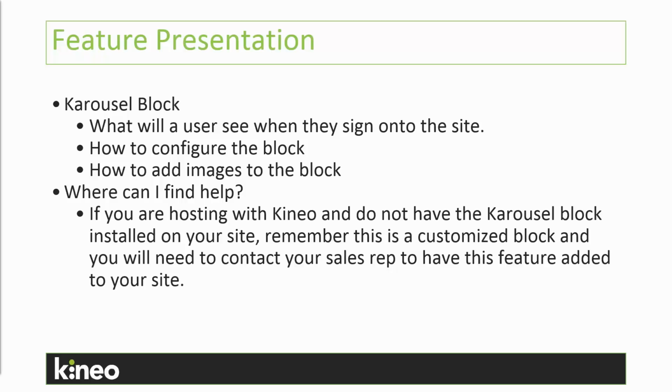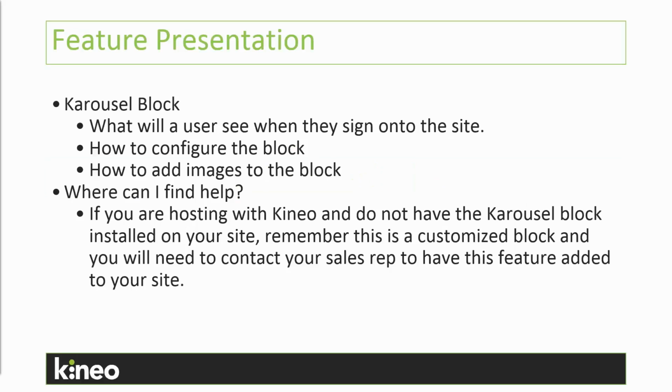So this is what we're going to be looking at today. We're going to take a look at what the user sees when they sign on to the site, and after that, we're going to take a look at configuring the block and how to add images to the block. I think you'll really like it. It's very easy to use. Like I said before, if you're hosting with Kineo and you don't have the carousel block installed on your site, just remember it's a customized block and you'll have to contact your sales rep for that information. So having said that, we're going to get started here.